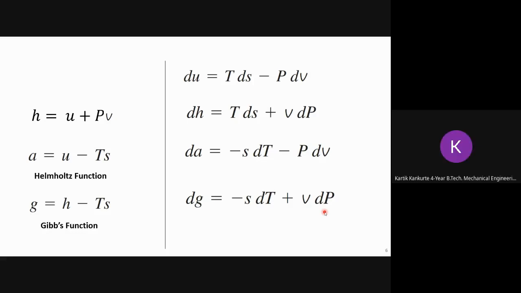Sir, what is A, sir? A is called Helmholtz function. So this is how we defined A. A is Helmholtz, G is Gibbs function. So the definition of A is U minus TS. That's it.